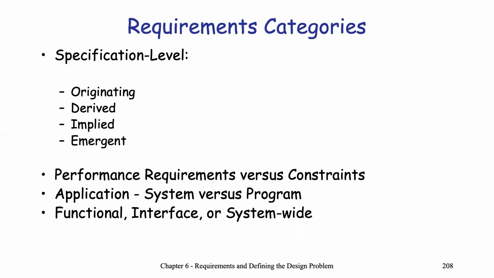In terms of categories, there's a variety of categories for specifications and thinking about their level. You can have the originating, the derived, the implied, and the emergent. And so all of these things are what has to be captured as you're developing or refining your design. So we can be thinking of performance requirements versus constraints. Think of the applications, the system versus program, and then think about the functional interface or system-wide in terms of categorization and functional decomposition.